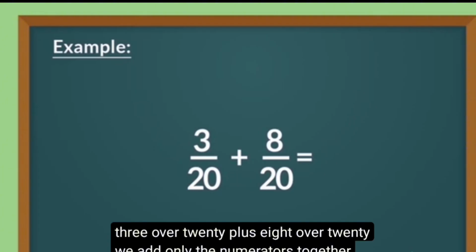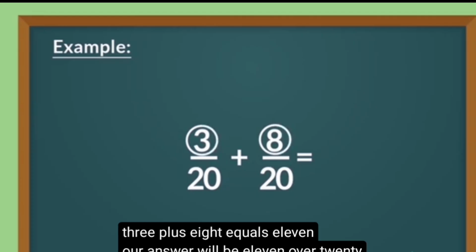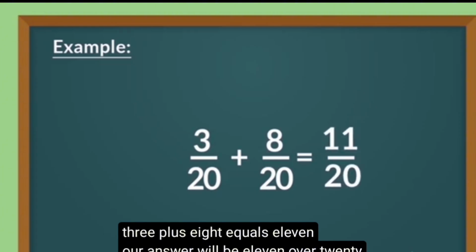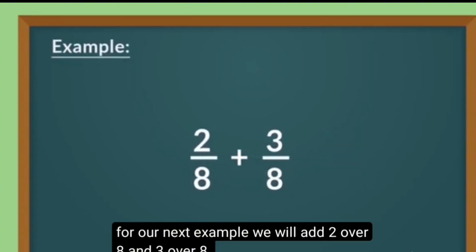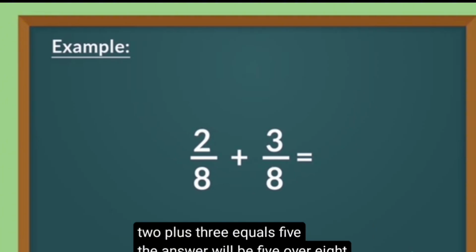This means the object is divided into 20 parts. From that, the first one takes out 3 parts. The second one takes out 8 parts. That means 3 plus 8 gives us 11. The answer is 11 over 20. The last, 2 over 8 plus 3 over 8. This means the object is divided into 8 parts.